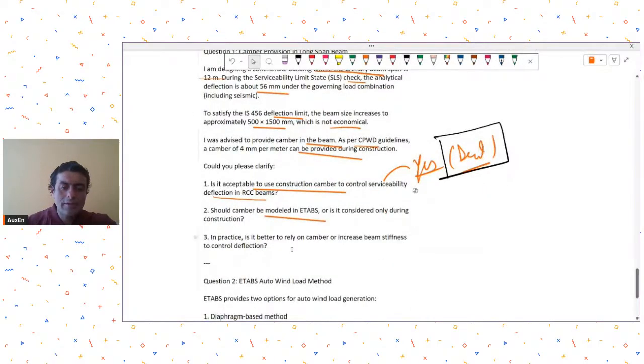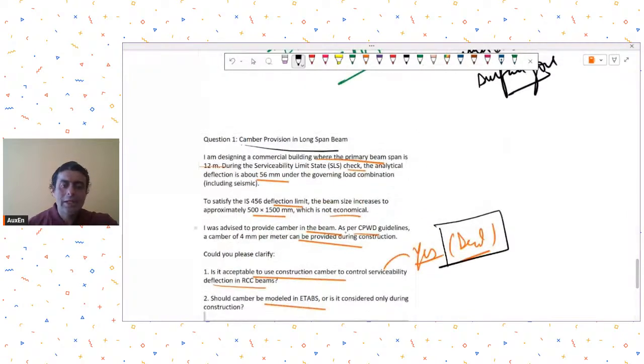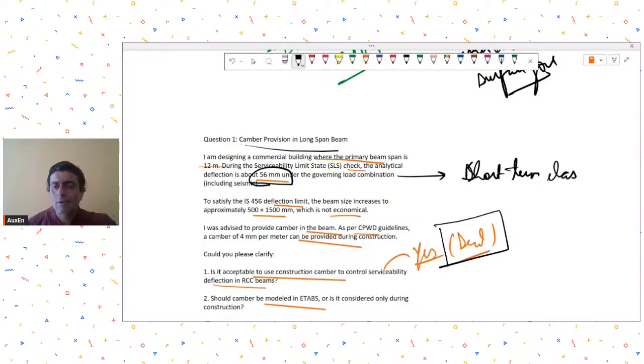In practice, is it better to rely on camber or increase beam stiffness? So as I told you, camber can only be relied upon for the dead load part. But what I can see over here is that already you are getting 56 mm deflection. Now I'm not sure, is it the short term elastic deflection that you are getting? I mean, how have you found out this deflection? Is it the short term elastic deflection?